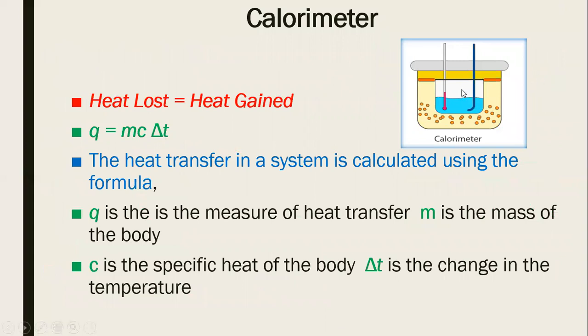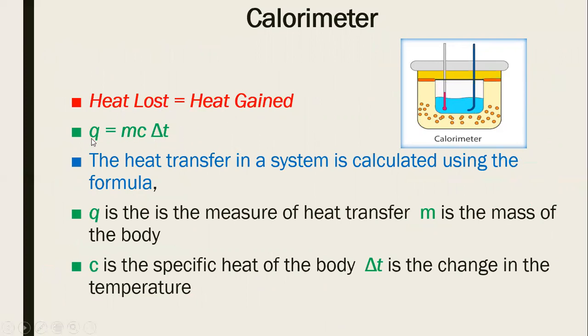Then there is one calorimeter, one solid and one liquid. These are the thermometer, okay, this is a thermometer, and a stirrer that is just shaking the liquid. Okay, heat loss is equal to heat gain. That is the law of conservation of energy.